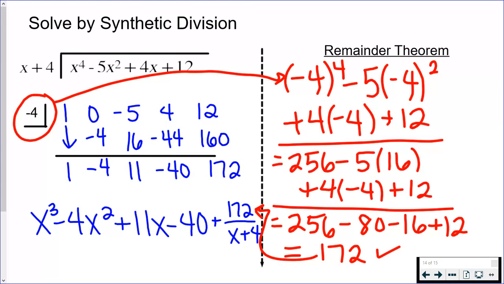But if you are asked to use the remainder theorem, this is how you would use it. You just plug in that number that you would have put in the box in synthetic division. The result is the remainder.